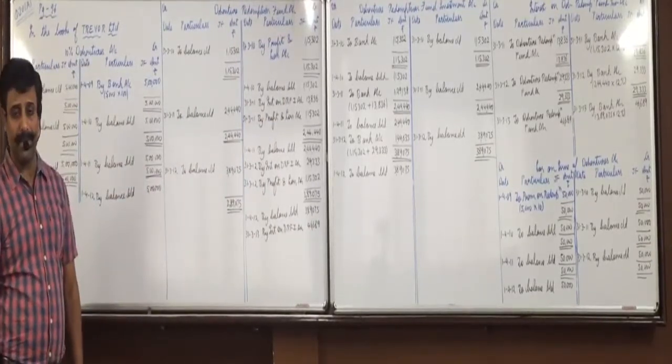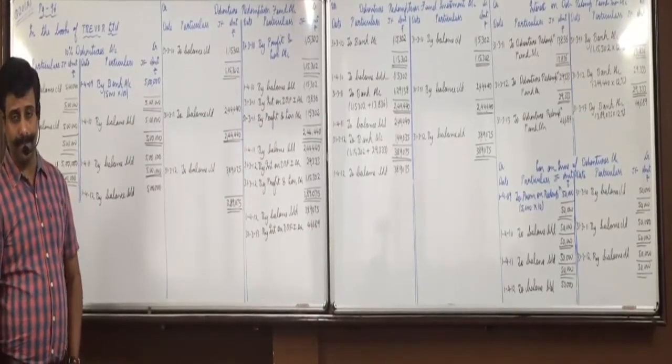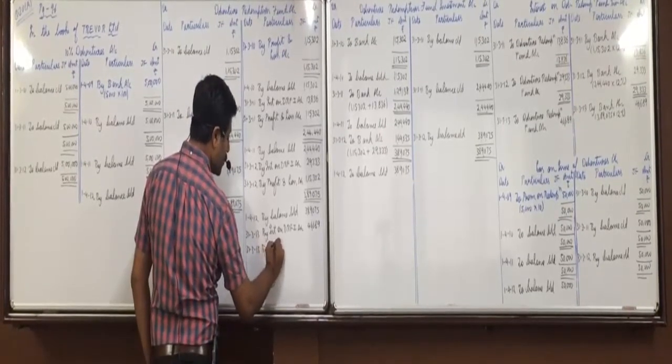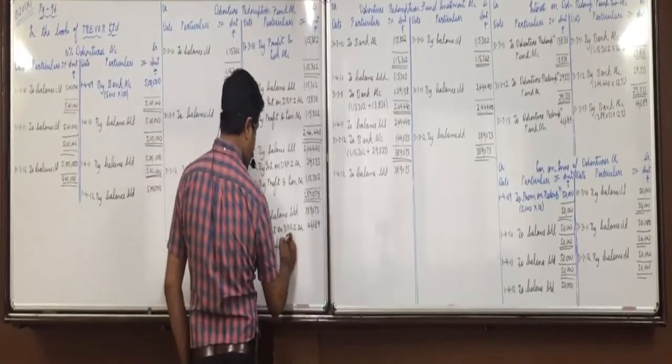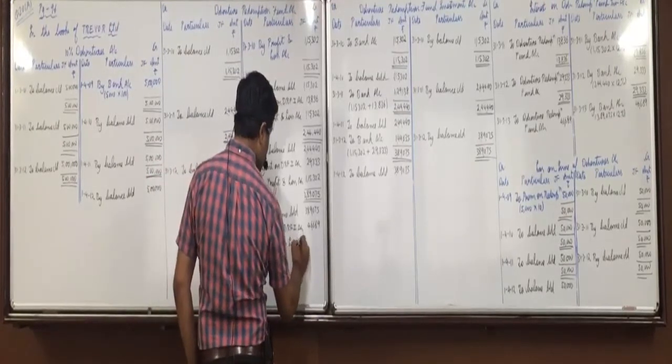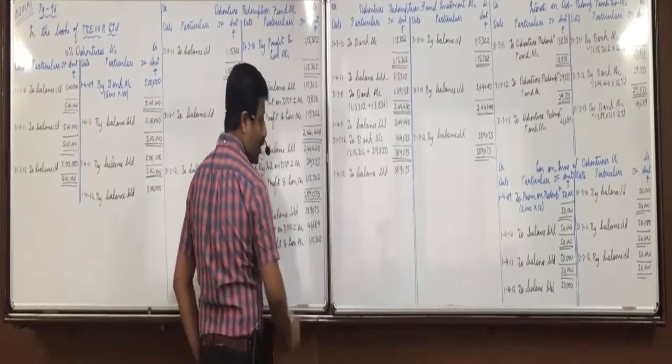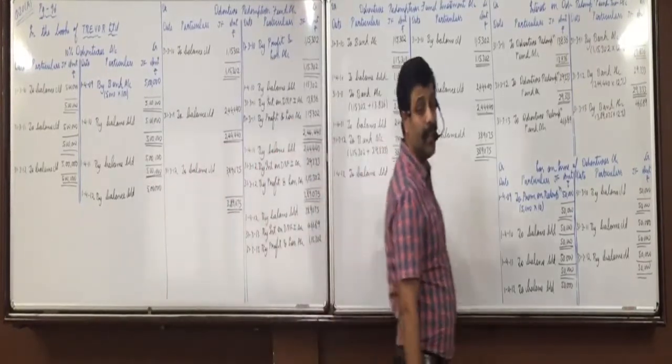Seventh, after interest, profit and loss to debenture redemption fund. So on the debenture redemption fund credit side, by profit and loss account, 115302. Now, being the last year, what will we do with the investment?